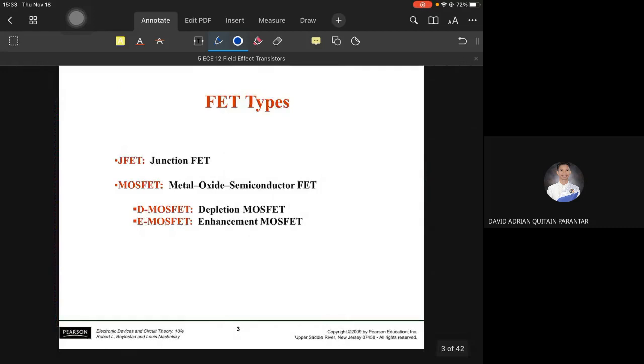So these are the types of FETs. We have the JFET and the MOSFET. Actually, there is one more, the MESFET, not commonly mentioned in sources. MESFETs. MESFET.